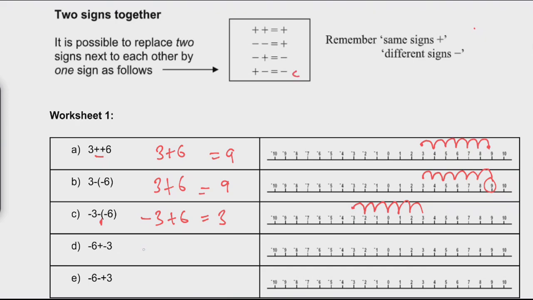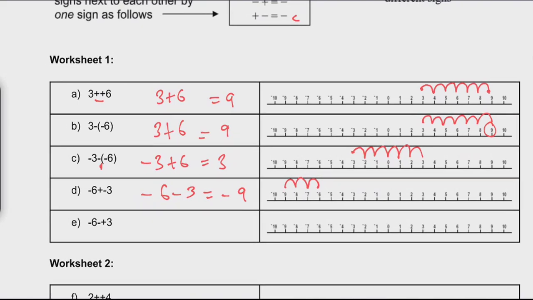Okay, so we can transform this into minus 6 minus 3. So we want to start at minus 6 and go left 3 spaces. 1, 2, 3, where we end up at minus 9. Perfect. Okay, so the final example for this mini worksheet is going to be minus 6 minus plus 3, which ends up as minus 6 minus 3 as we combine those operations. So if we go to minus 6 and go left 3 places, 1, 2, 3, we end up with minus 9. It's the same as what we did above.